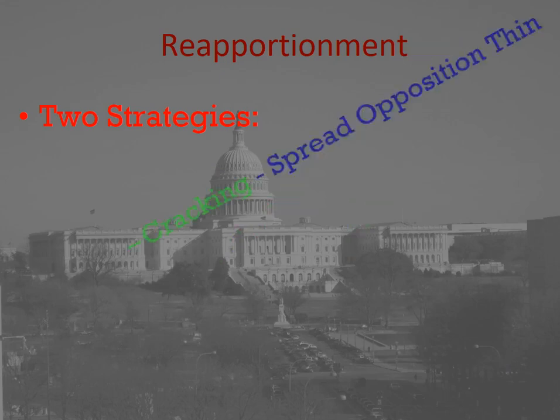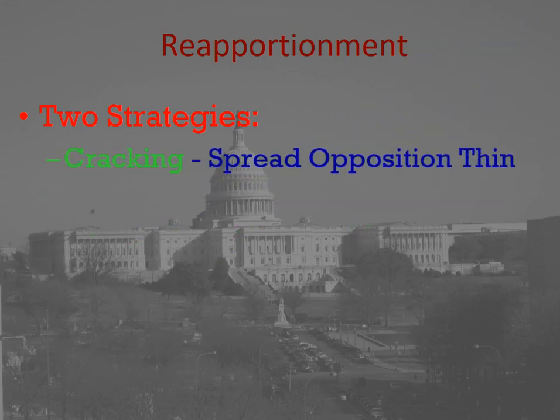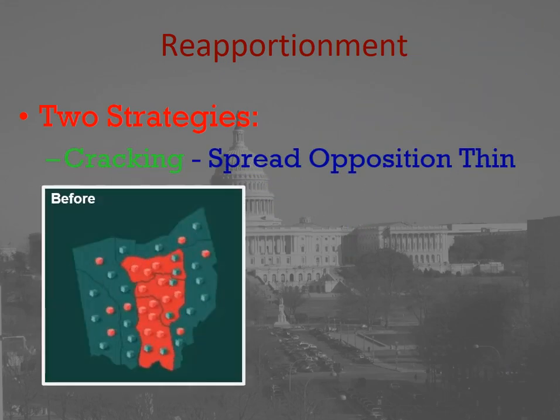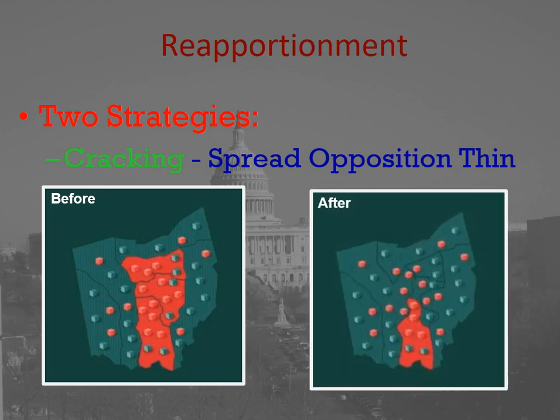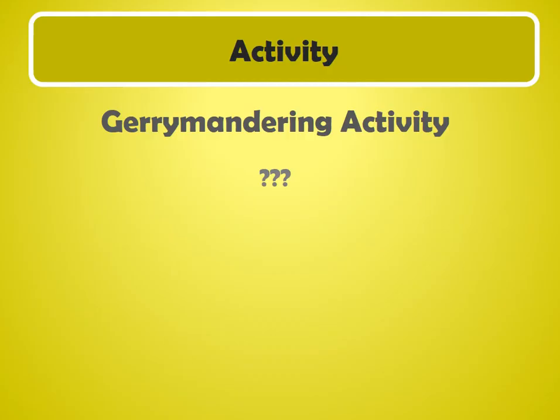The other strategy, of course, that they mention is cracking. This idea is spreading the opponent thin. If you've got a bunch of people in the opposition party, instead of putting them together in one district where they'd be very strong, you put a couple here, a couple there, a couple everywhere, and by spreading them out, they stand very little to no chance of winning. And this is something that's pretty common.